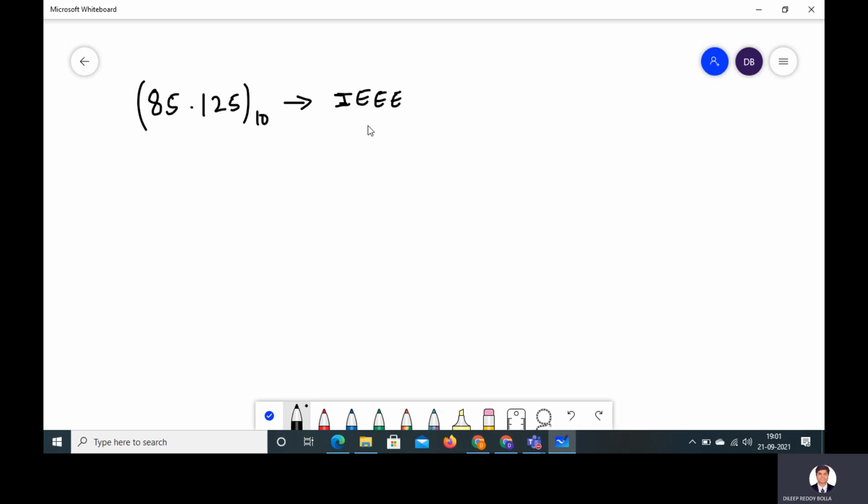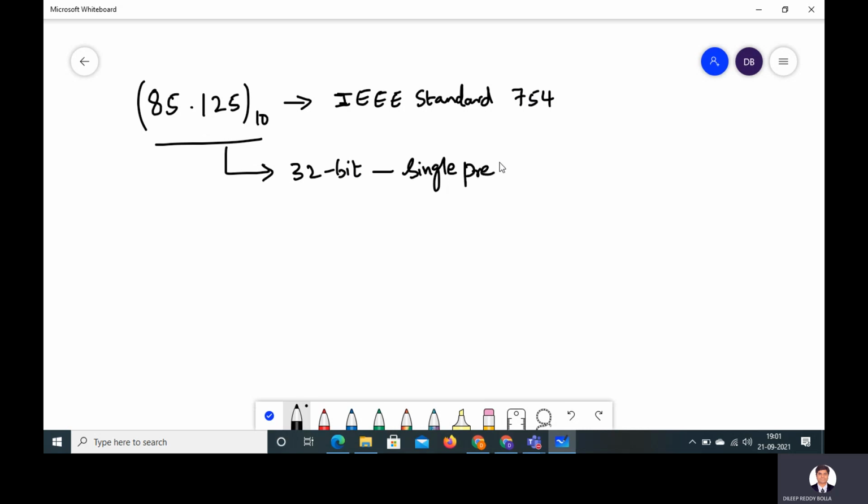So how do we convert? This can be converted in two ways. The IEEE standard is also called the 754 standard, IEEE standard 754. So we have two options. If we take this number, we can convert it into 32-bit format, which we call single precision. And the same thing we can also convert to double precision. This is converted into a 64-bit value, which is called double precision.